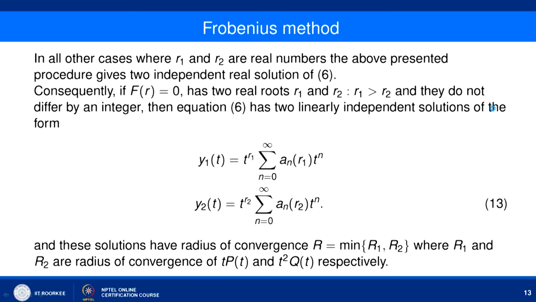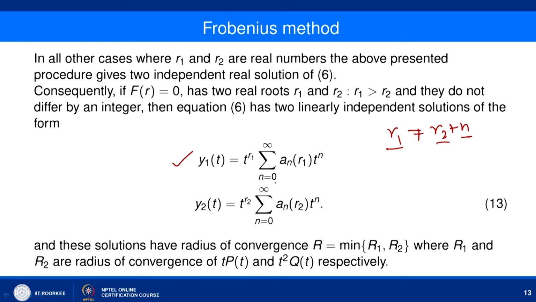In all other cases where r1 and r2 are real numbers, the above presented procedure gives two independent real solutions. Consequently, if f of r equal to 0 has two real roots r1 and r2, with r1 greater than r2, and they do not differ by an integer, it means that r1 is bigger than r2, but r1 is not equal to r2 plus some integer n. In this case, we have two linearly independent solutions: corresponding to r1, y(t) equals t to the power r1 times the summation n equal to 0 to infinity a_n(r1) t to the power n, and corresponding to r2, y(t) equals t to the power r2 times the summation n equal to 0 to infinity a_n(r2) t to the power n.